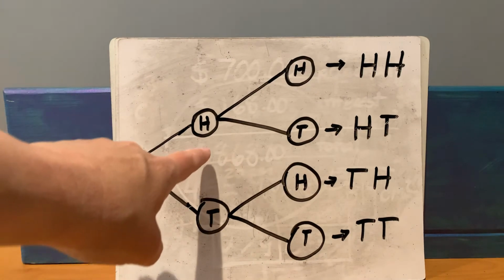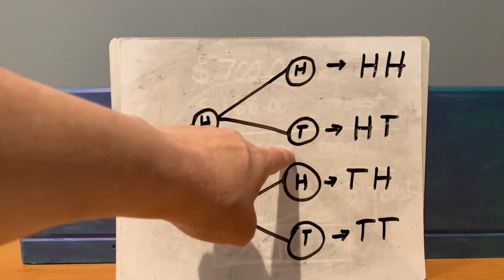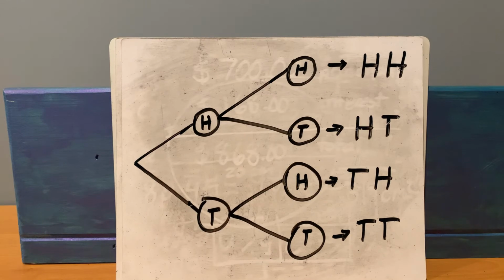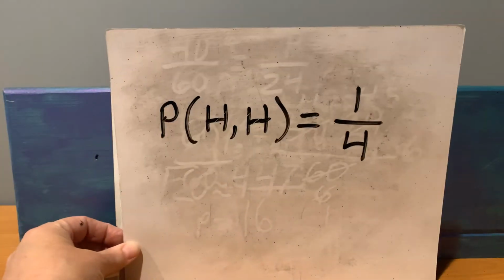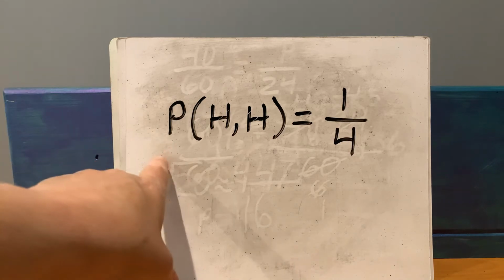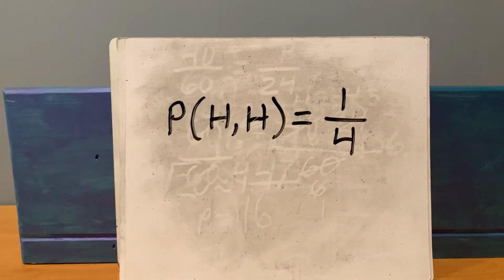We see that if the first toss came up heads, it could either come up heads or it could come up tails. We see if the first toss comes up tails, it could either come up heads or it could come up tails. The probability of each of these 4 outcomes, so either one of these outcomes, is 1/4. Thus, the probability of heads and heads equals 1/4. So the probability of an event occurring in a specific order is the product of the probabilities of each event.